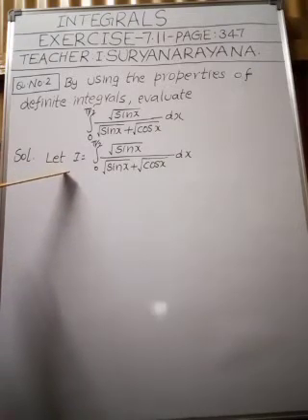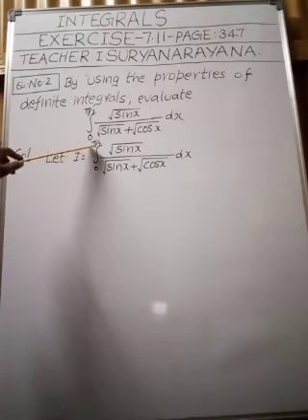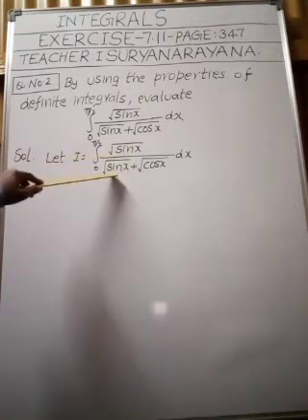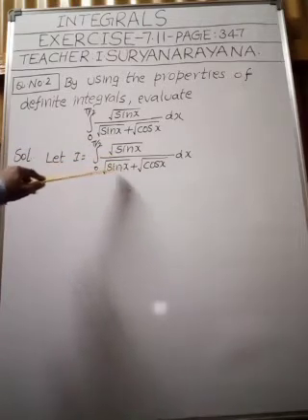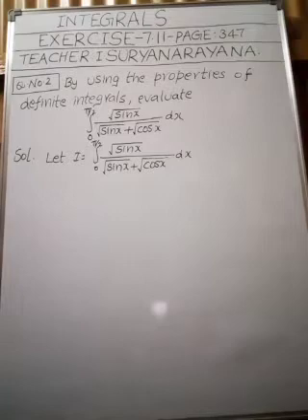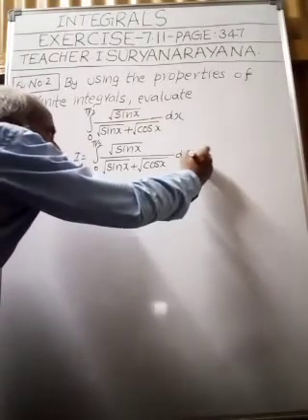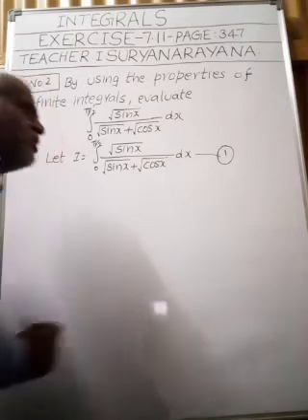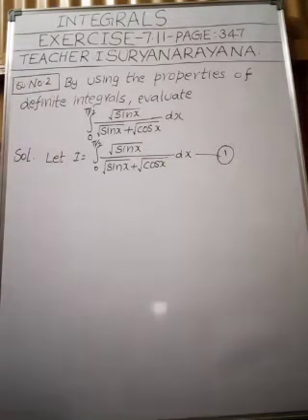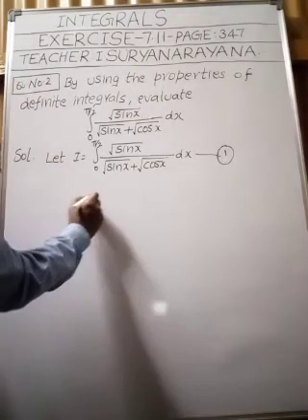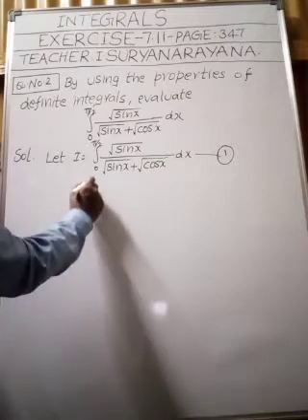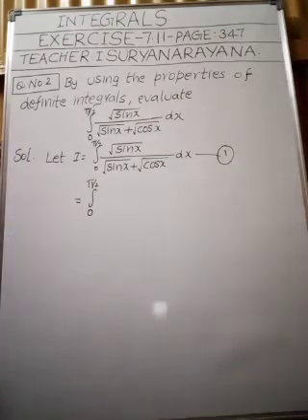Let us assume that capital I is equal to the integral from 0 to pi by 2 of root sin x divided by root sin x plus root cos x. Okay, my children. Here also we follow the same steps as we followed for the first question. Let us consider this is result 1. Here also we use the same property.